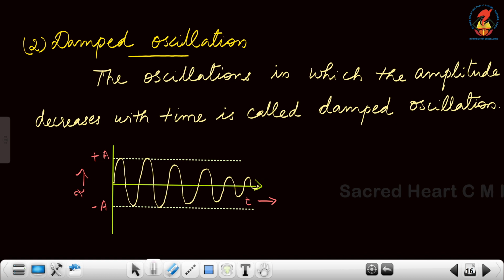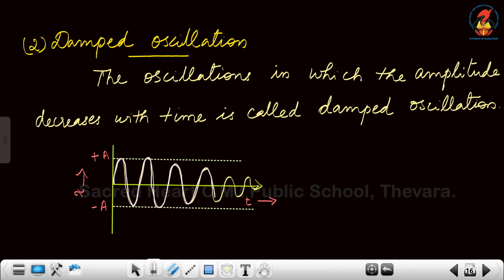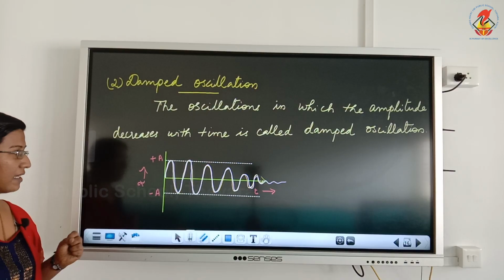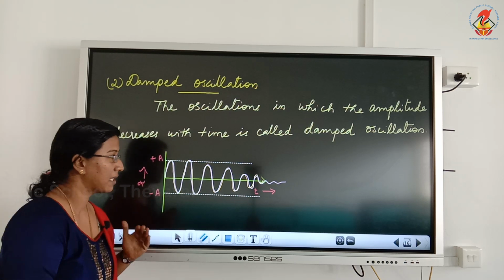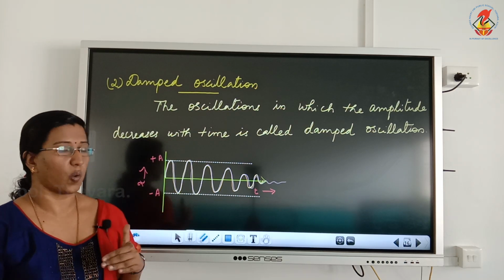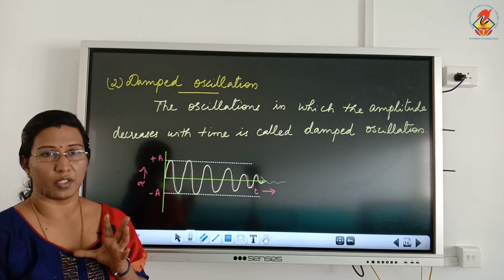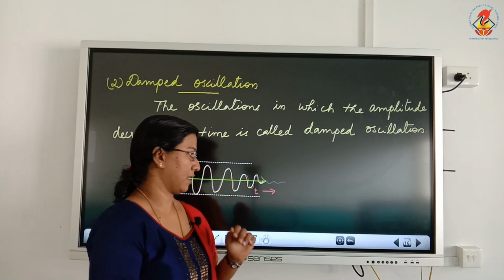And if you look at the graph of displacement versus time for a damped oscillator, the graph will be like this. As time passes, the amplitude of oscillation decreases, and at the end the oscillator will come to rest. And this happens if there is any dissipative or external resistive force which hinders the motion or the oscillation of the object.